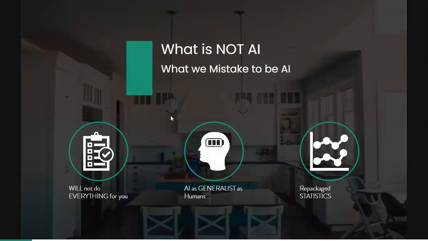So what is not AI? Because we have all these ideas of what AI is and what AI is not, right? So what do we mistake AI to be? The first one that you probably heard is that, oh, robots will do everything, or AI will be able to do everything. I'll sleep, it will wake me up. If I'm about to get hit by a car, it will tell me. It will tell me the levels of laziness that is in me when I try to wake up in the morning. But AI will not do everything for you. You still need human beings.